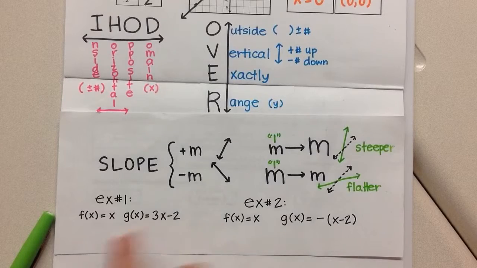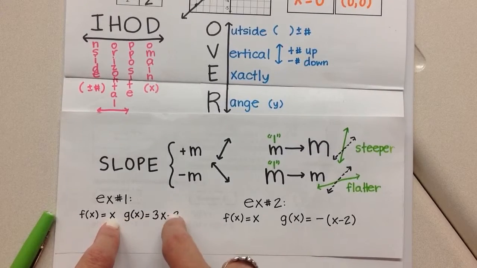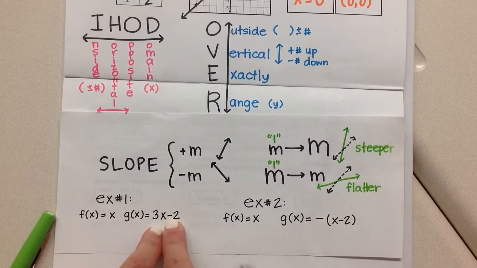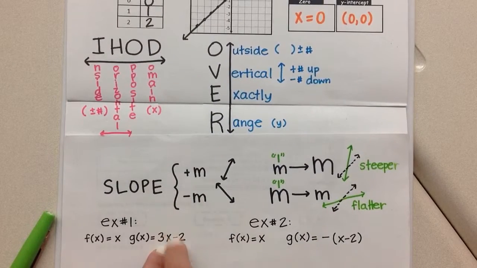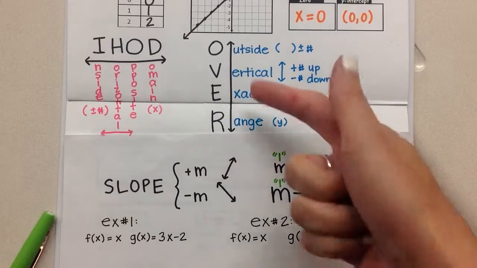Okay, so let's look at these examples. I'm starting off with the parent function x, and then it's changing into 3x minus 2. So I want to look at the IHOD. Do I have a number inside the parentheses? If you don't see parentheses, you do not have an IHOD number. So we don't have anything telling me that my graph is moving left or right. So now I'm going to check the over.